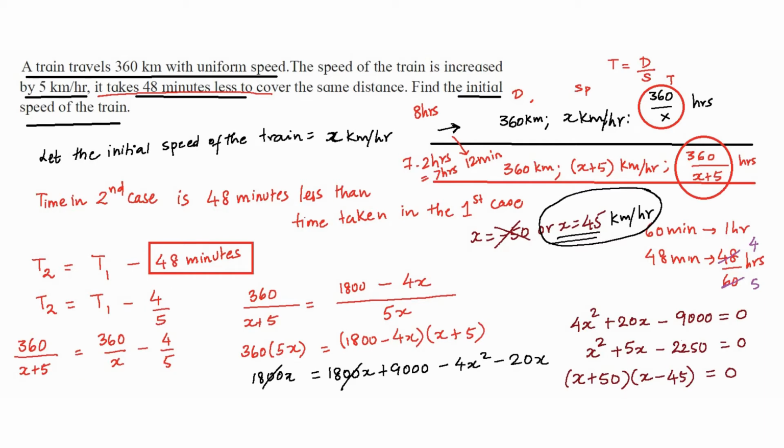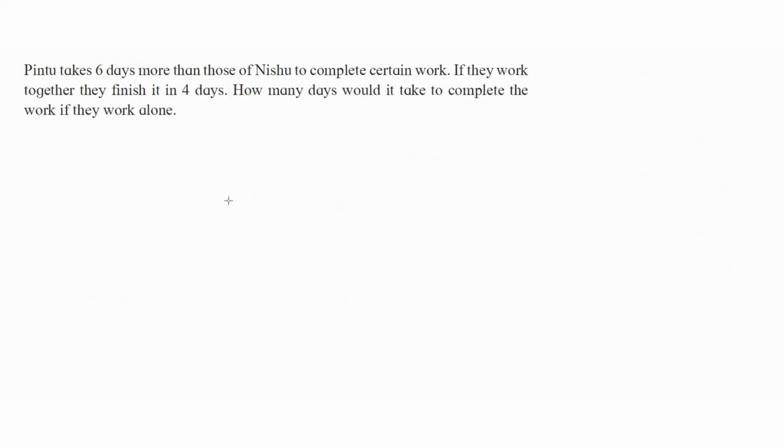Moving on to the next question. Pintu takes 6 more days than Nishu to complete a certain work. If they work together, they finish the work in 4 days. How many days would it take to complete the work if they work alone?